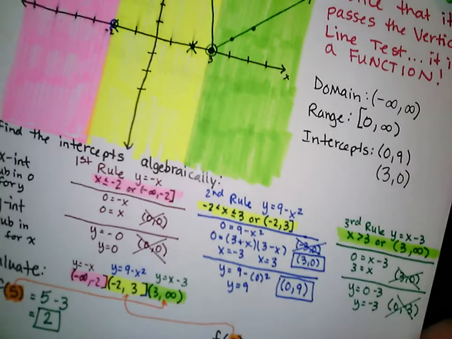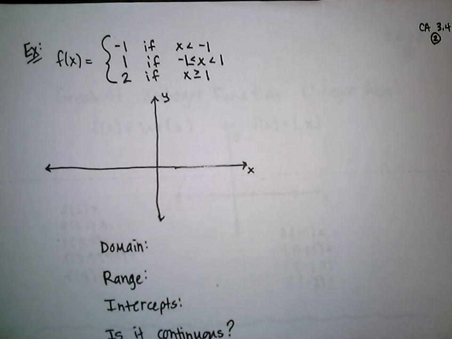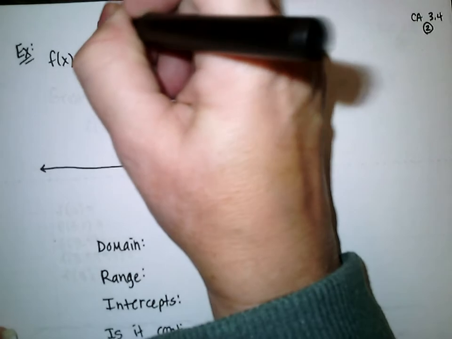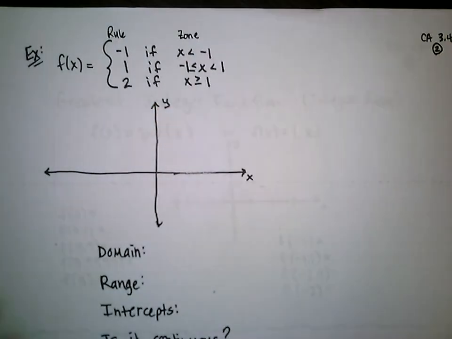Okay, let's practice another little piecewise defined function here. So remember that we've got our rules in that first little section. So these are our rules, and these are our zones or domains. Okay. So let's set those up. I'm going to do that similarly to how I just did it a moment ago.